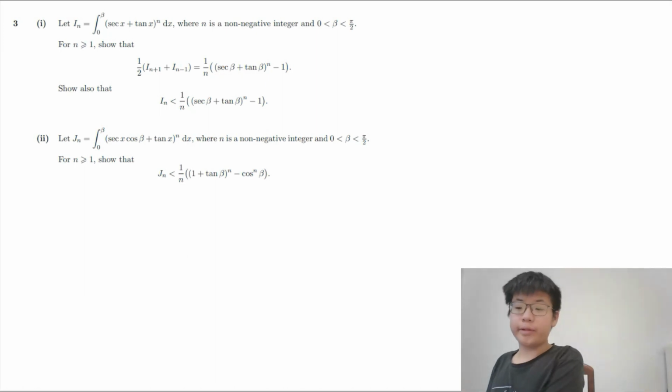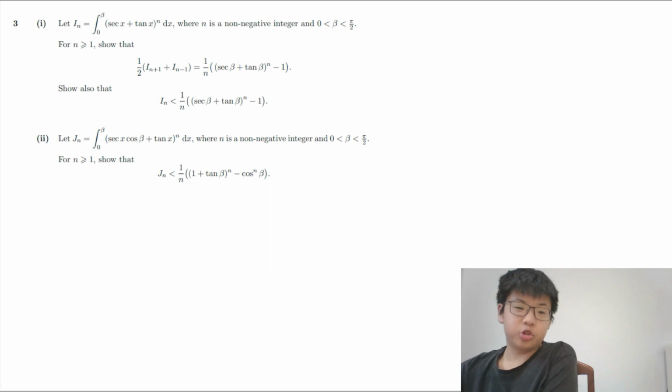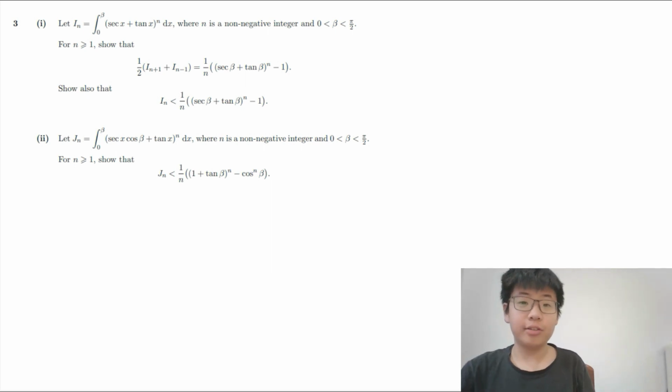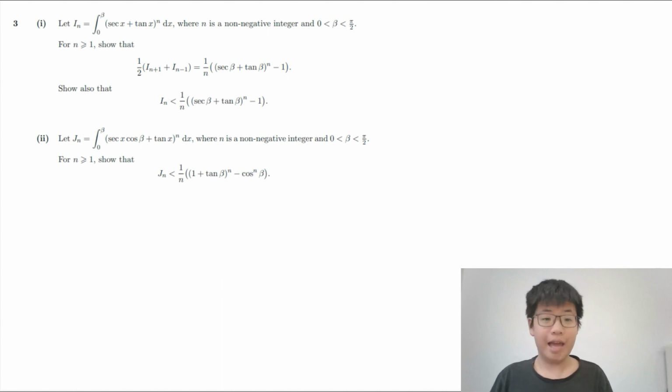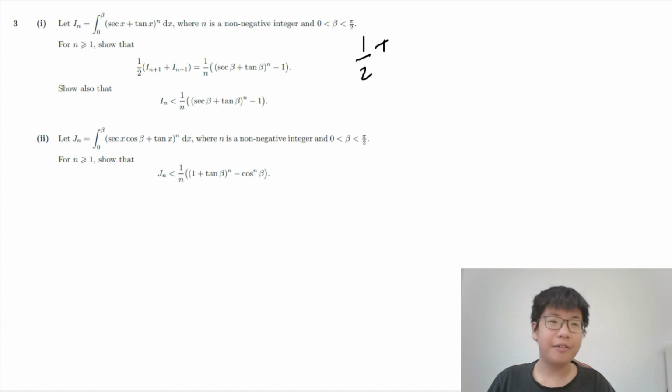Nathaniel, and today we will now do STEP 3, question 3 of 2021. So let I_n be this. Again, another reduction formula question. I realize that STEP does this quite often in their calculus questions. So let us calculate half I_{n+1} plus I_{n-1} directly.